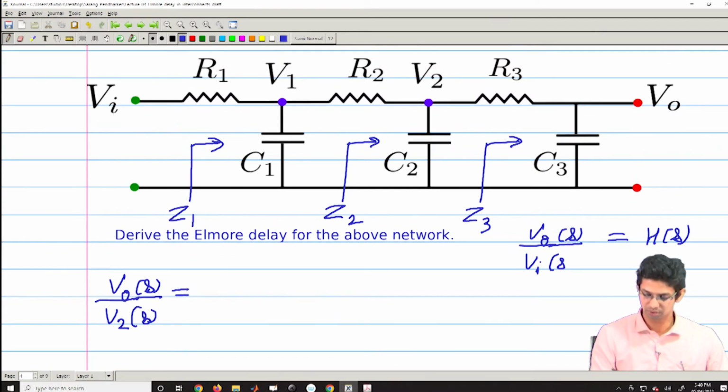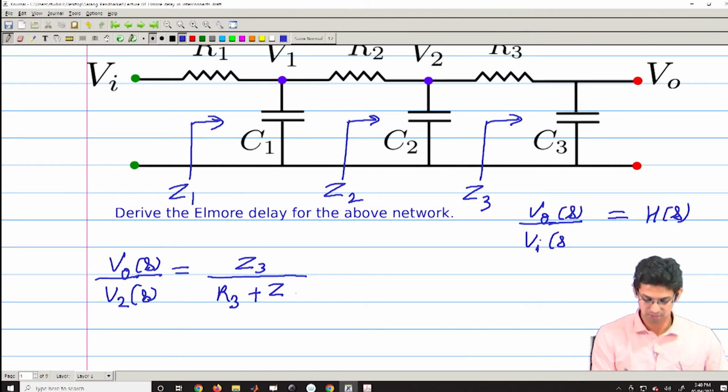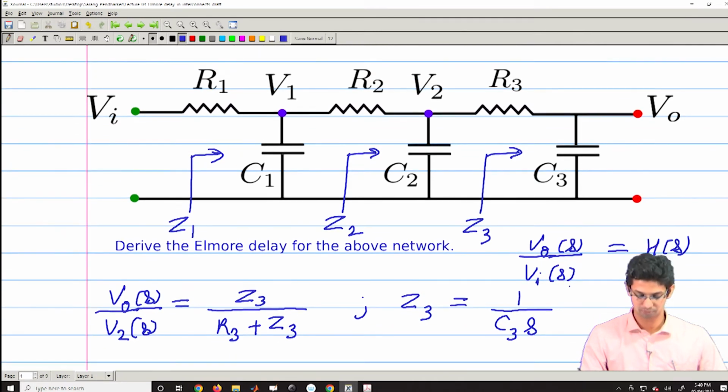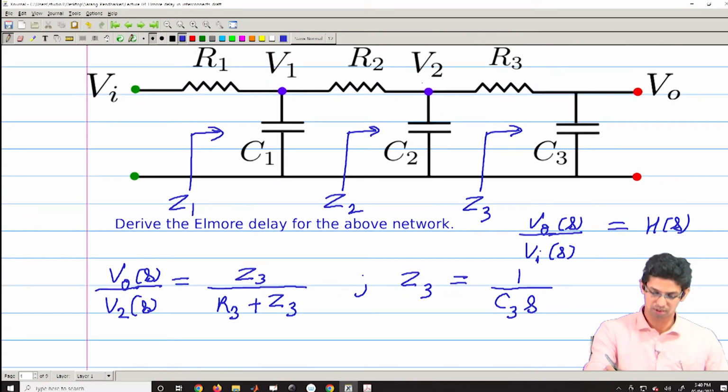So, here this is a simple voltage divider. If this impedance is Z3, then the ratio is Z3 divided by R3 plus Z3, and here your Z3 is equal to 1 by C3 into S, right.